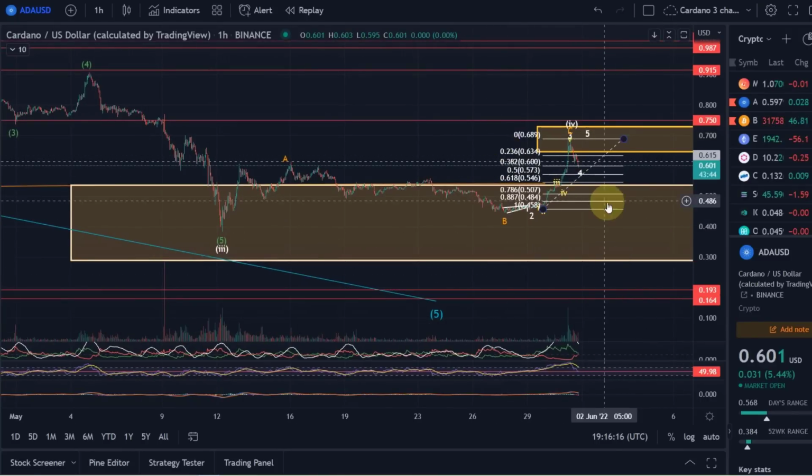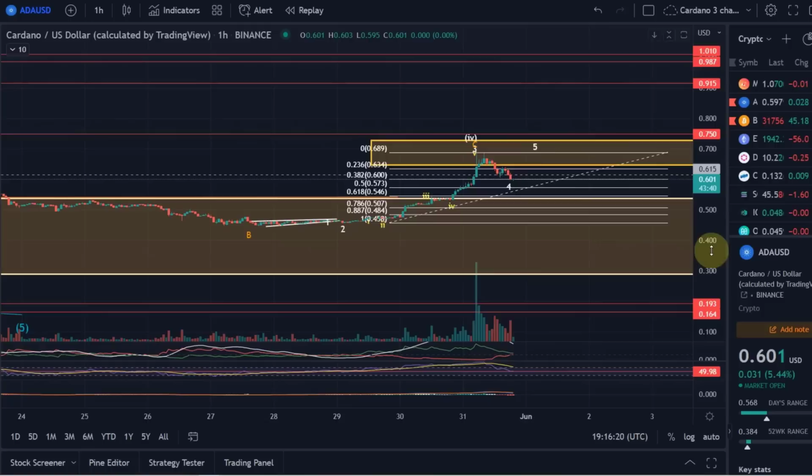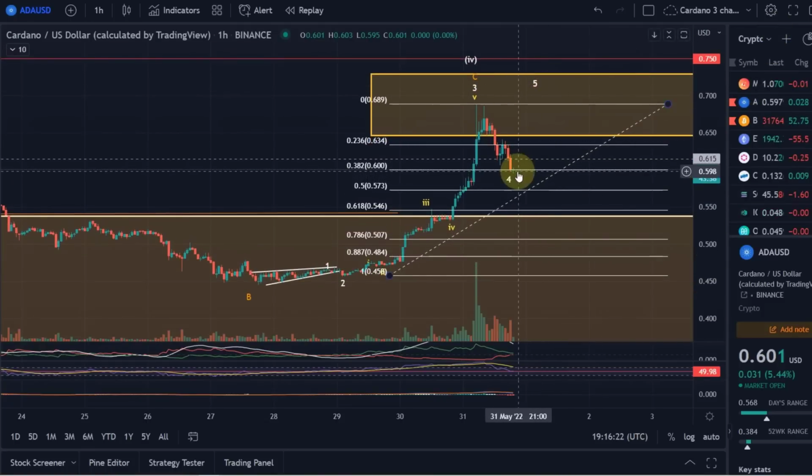But at the moment, the wave 4 is still possible, and after the wave 4, we would expect another move up. So that means if we now see some kind of a bullish candlestick pattern, maybe on a lower time frame, that could indicate the wave 4 is done. At the moment, we're just fighting for this support.